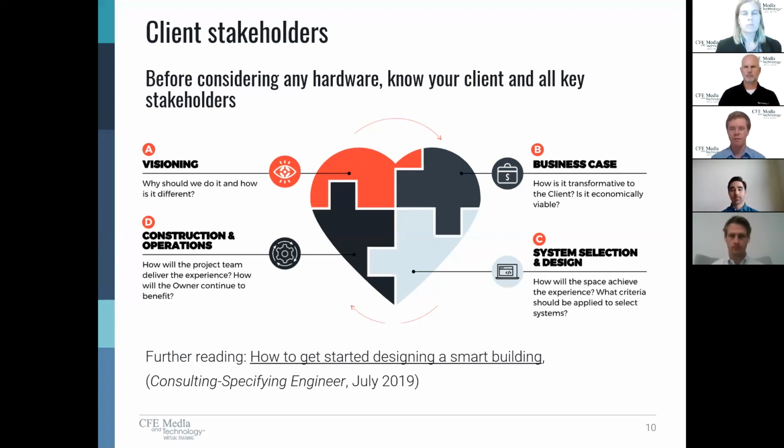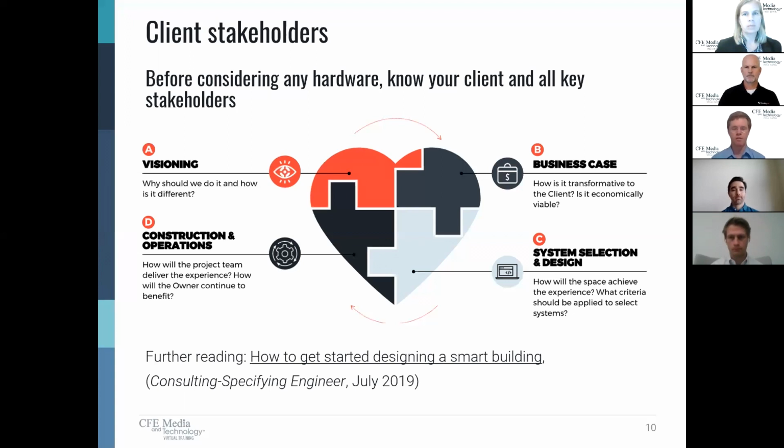And only after those first two things can you really get into system selection and design, the hardware, the tech, the gadgets, some of the cool stuff that many of us enjoy thinking about and specifying. But without that early visioning and high level business cases, you can quickly get sidetracked and lost in the technology just for technology's sake.